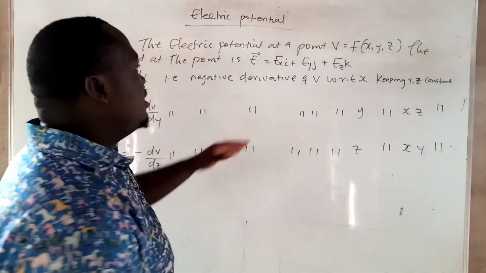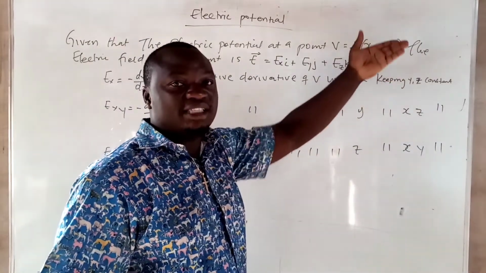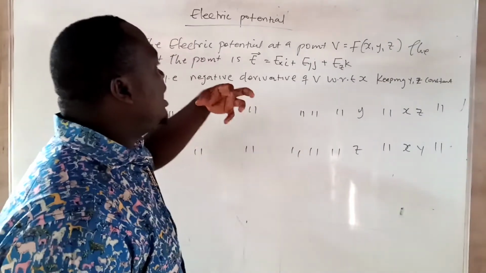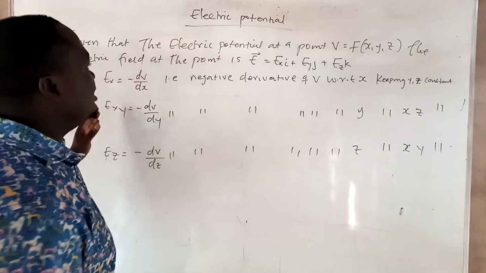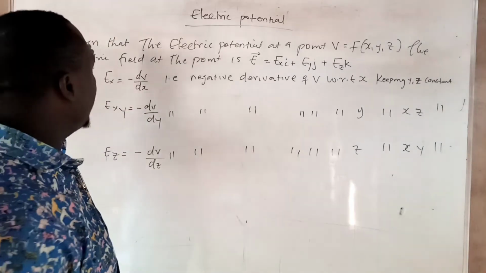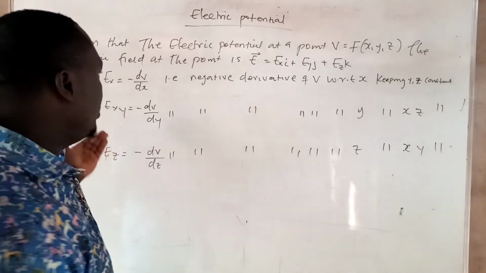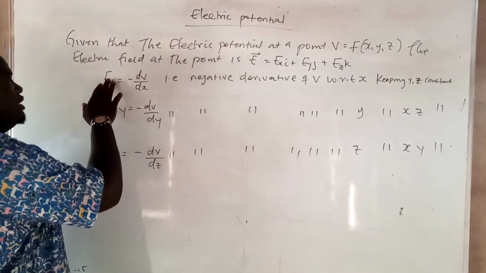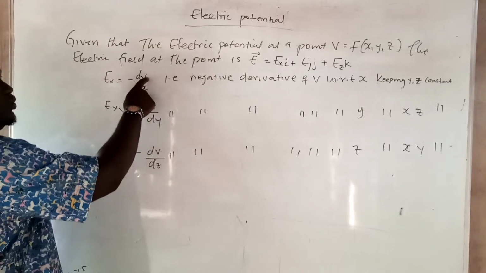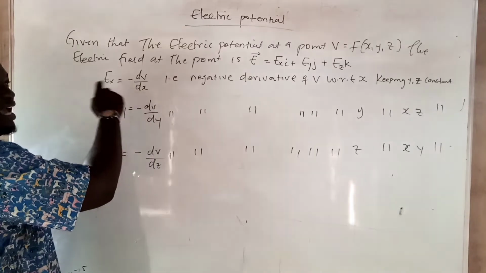Now, let's say you are given the electric potential as a function of X, Y, and Z, and they ask you to calculate the electric field. You have to calculate it using the X, the Y, and the Z coordinates. What am I saying? You can see from the board that Ex is equal to negative dV over dx, the potential over dx.